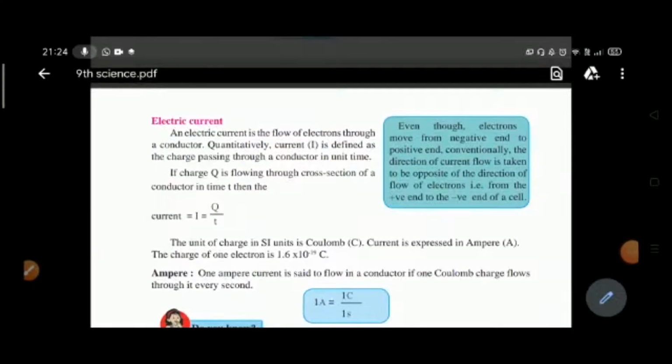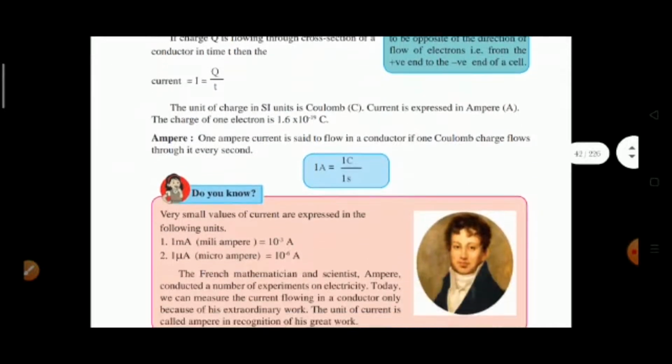What is electric current? If the charge Q is flowing through a cross section of the conductor in time t, then the current I is given by Q by t. The charge of one electron is 1.6 into 10 raised to minus 19 coulomb, where C stands for coulomb. Ampere: 1 ampere current is said to flow in a conductor if 1 coulomb charge flows through it every second.